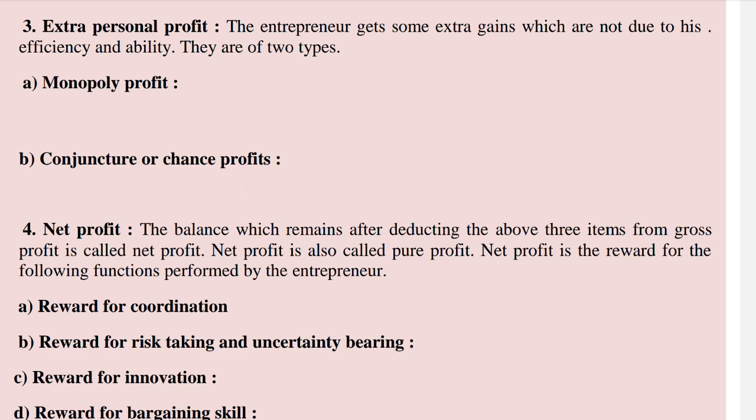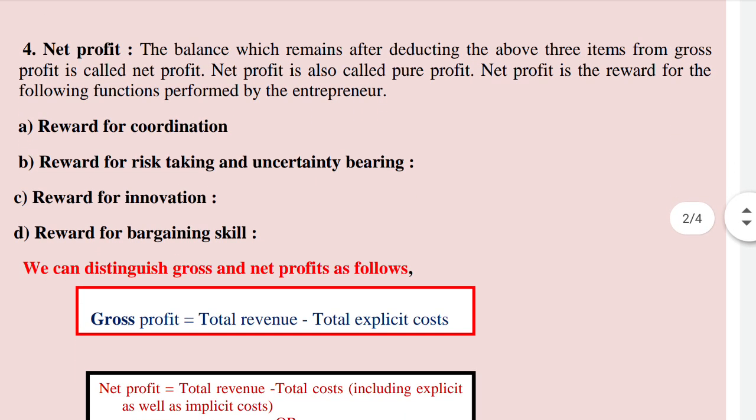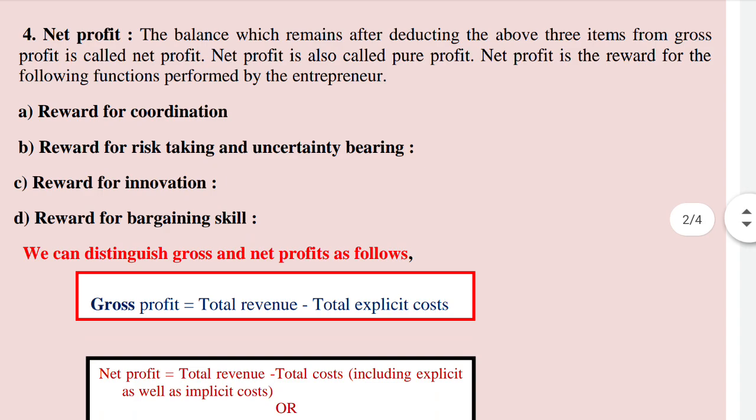These are all chance profits and these have to be deducted from gross profit to arrive at net profit. So this is about conjuncture or chance profits. Okay friends, we will move to the next aspect, that is the fourth aspect. Importantly, whatever we are going to discuss is about the difference between gross profit and net profit. We have discussed the gross profit, and let us discuss the net profit.